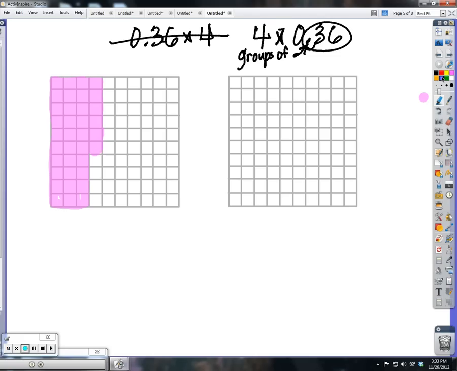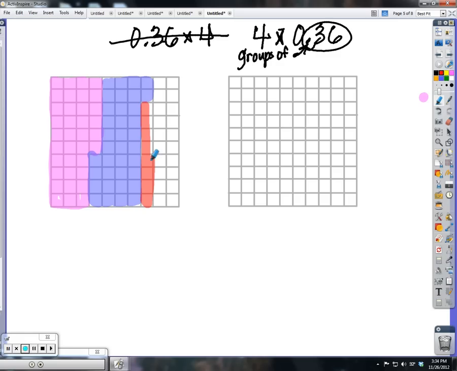Now for my second group of 36/100ths. So I have 4 here. Okay, 4. 14. 24. 34. 36. There's my second group of 36/100ths. Now I need a third group of 36/100ths.